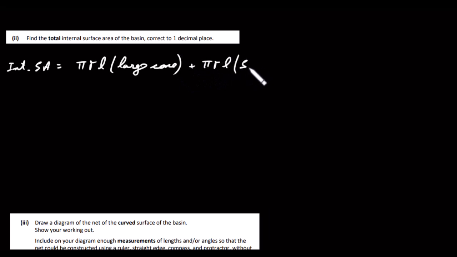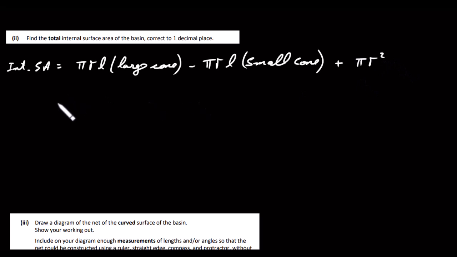So the internal surface area is going to be equal to pi r L of the large cone plus pi r L of the small cone. Actually, it's going to be minus pi r L of the small cone. So that's our curved surface areas. And then I want to add the circle, which is just going to be pi r squared.